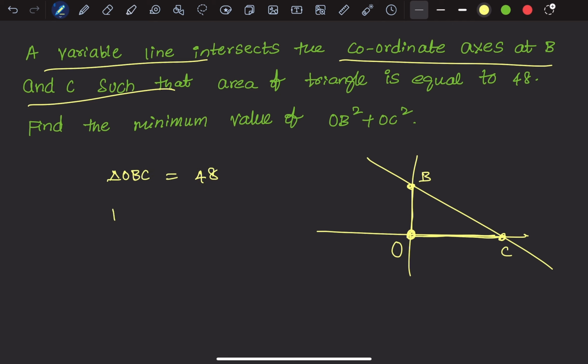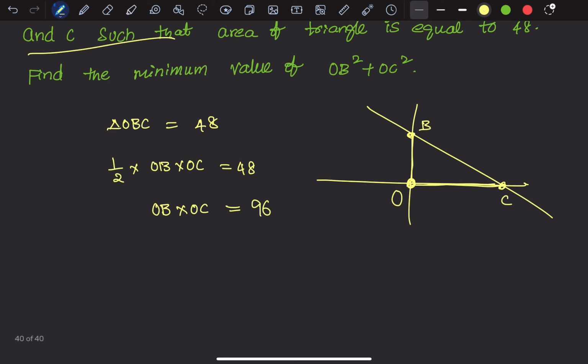So what is the area of triangle OBC? Half into OB multiplied by OC. This is equal to 48. This is given. So OB multiplied by OC is equal to 96. So now we are asked to find out the minimum value of OB square plus OC square.